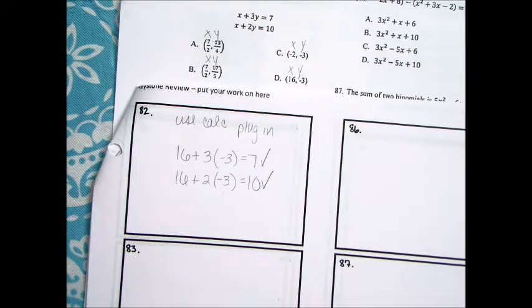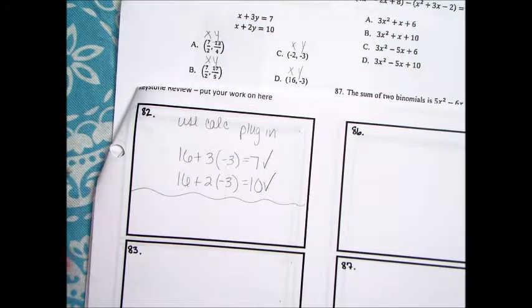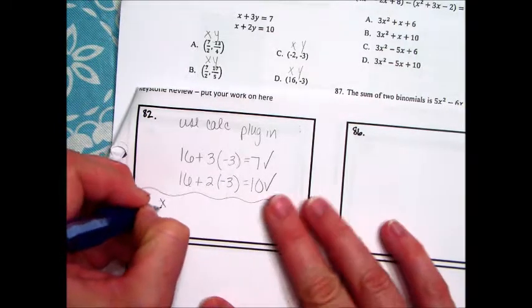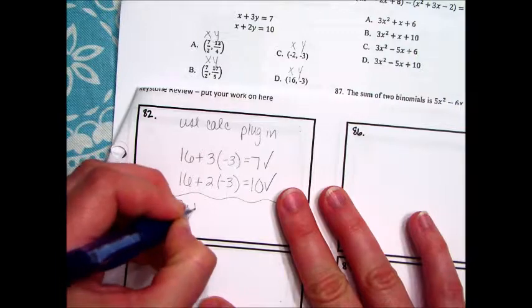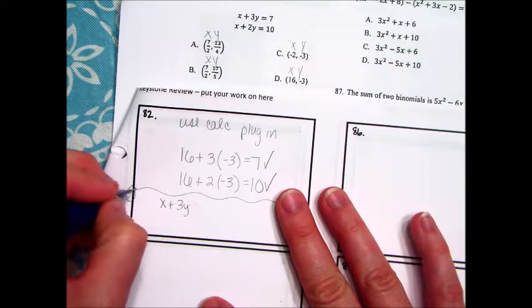There is another way to do this problem, and it's what you learned in Chapter 6 with Mr. McBurney or Miss Shirey. If you line them up like this, I'm going to write a big OR word here.